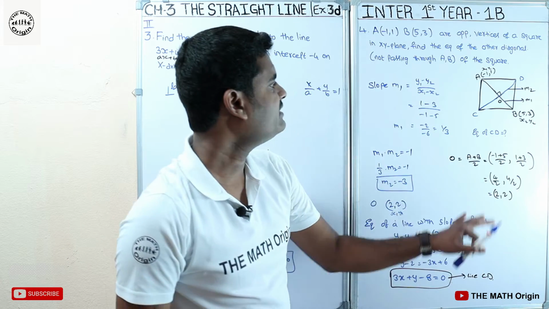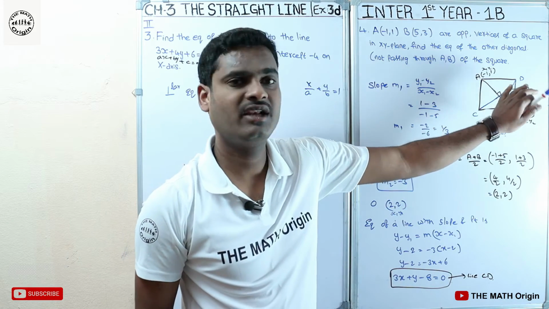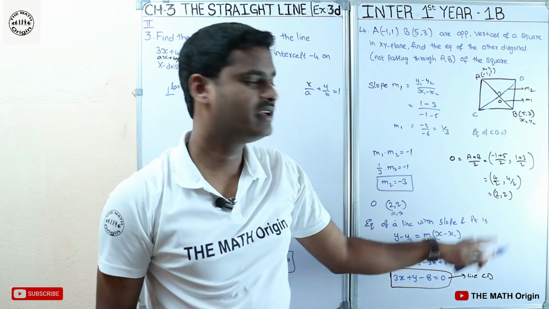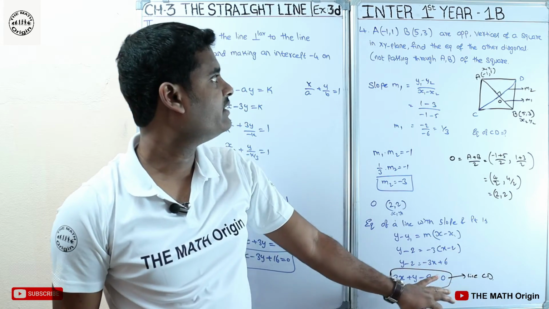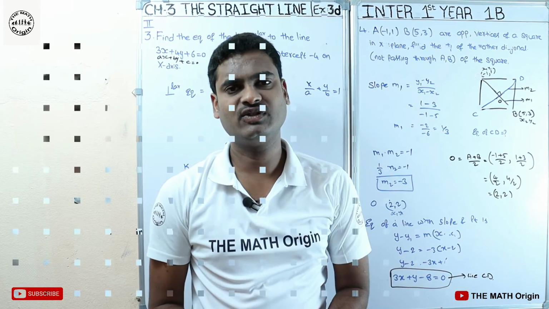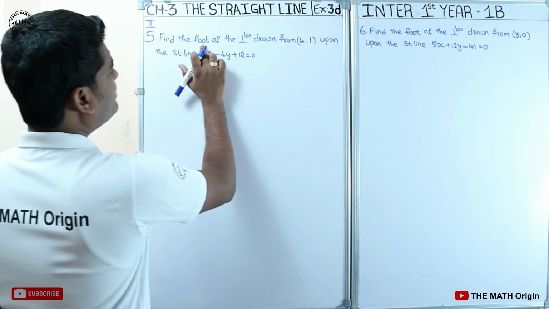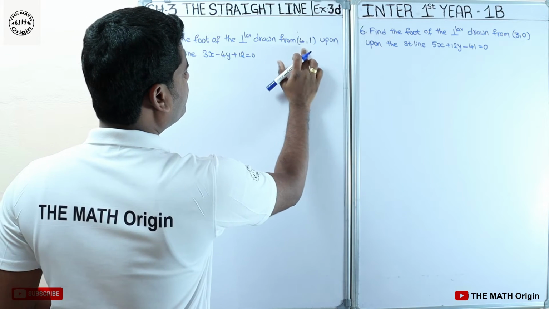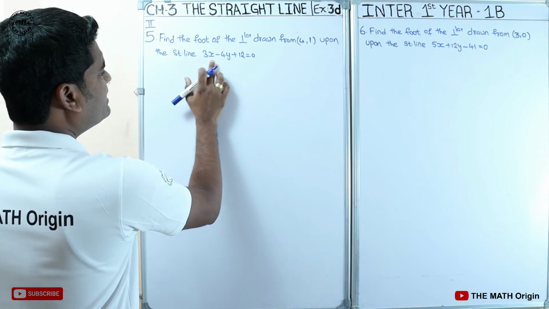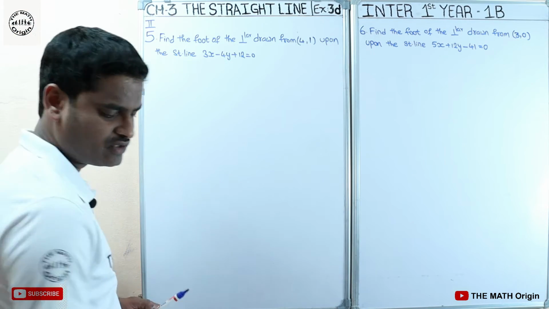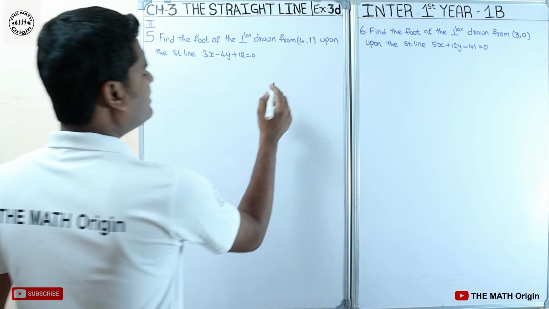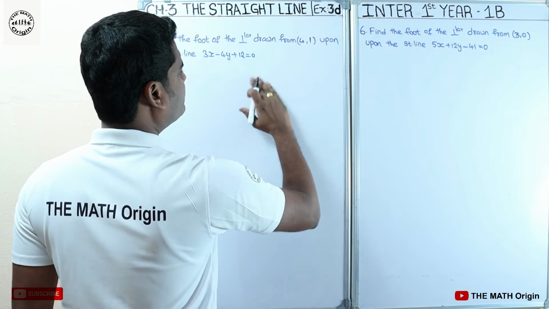Okay, this is quite easy. Just understand the diagrammatical explanation of this question, and then we can derive this equation completely. With this we completed the fourth question. Fifth question from the second section: find the foot of the perpendicular drawn from (4, 1) upon the straight line 3x minus 4y plus 12 equals 0. Let's see the diagrammatical format of this question.